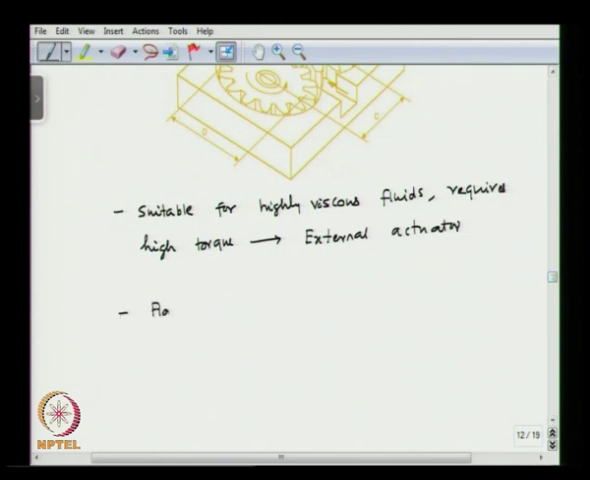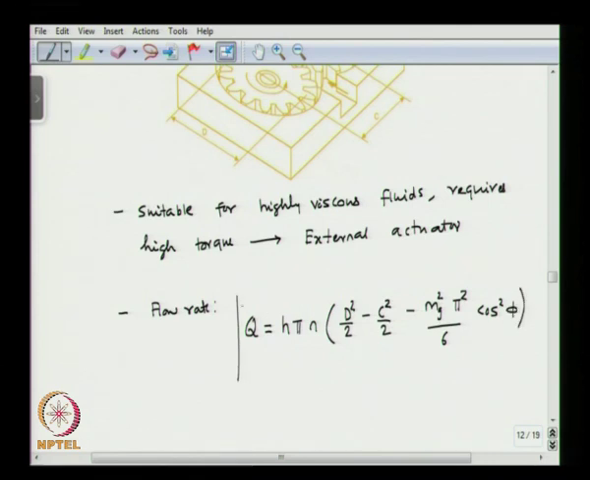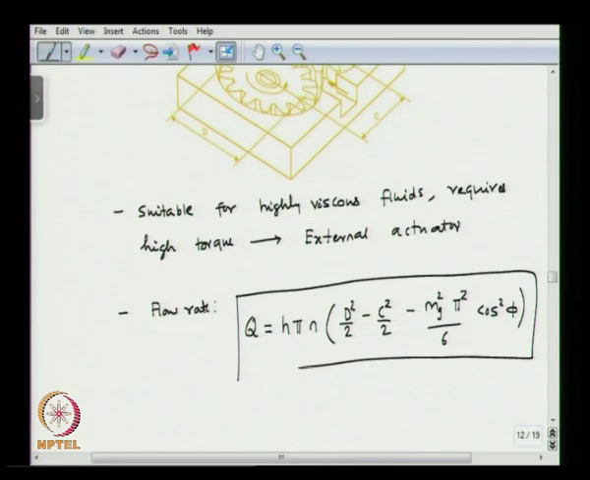So, the flow rate has been estimated, and we can express it in terms of a formula: h pi into n into (d square by 2 minus c square by 2 minus mg square pi square divided by 6 into cos square phi). Okay. So, this is the expression for the flow rate.